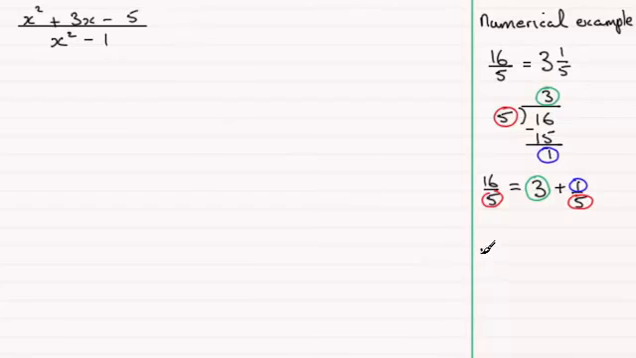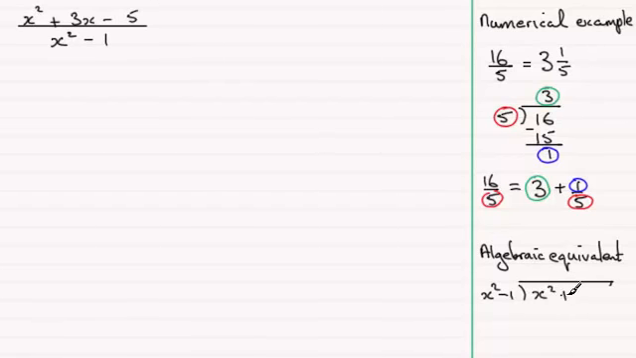And so if we look at the algebraic equivalent of what we've just done above, then we'll be dividing x squared minus 1 into x squared plus 3x minus 5. So just write that, x squared plus 3x minus 5. Now I'm assuming that you're familiar with algebraic long division. Again, if not, do check out the video on this.